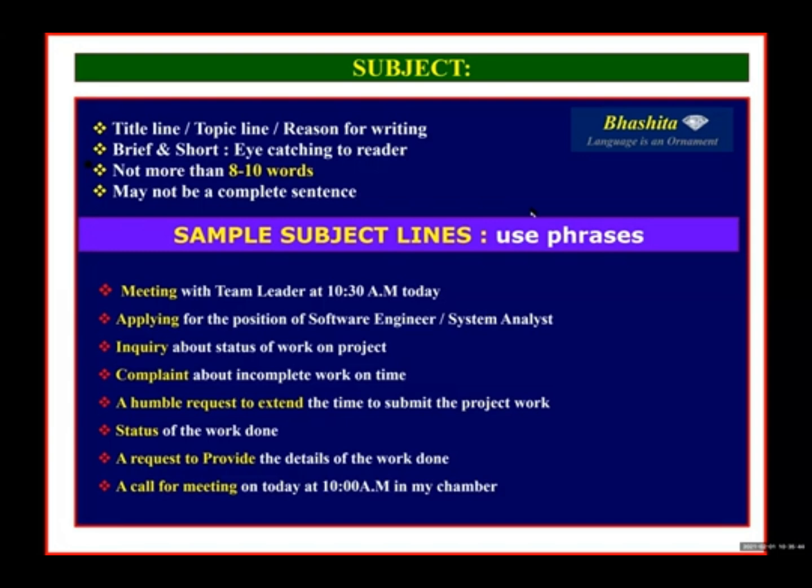So what is the second one? Second one, you are a fresher, you are applying for a company as a software engineer. So you are applying. Applying is a keyword there. So I'm going to start with that keyword, applying for the position of the software engineer or a system analyst. Third situation. What is the third situation I have given? You are a team leader. You would like to know the status of the work on a project by the team members. Then I just want to inquire that. So what is the keyword I have used there to start the subject line? Inquire about the status of the work on the project.